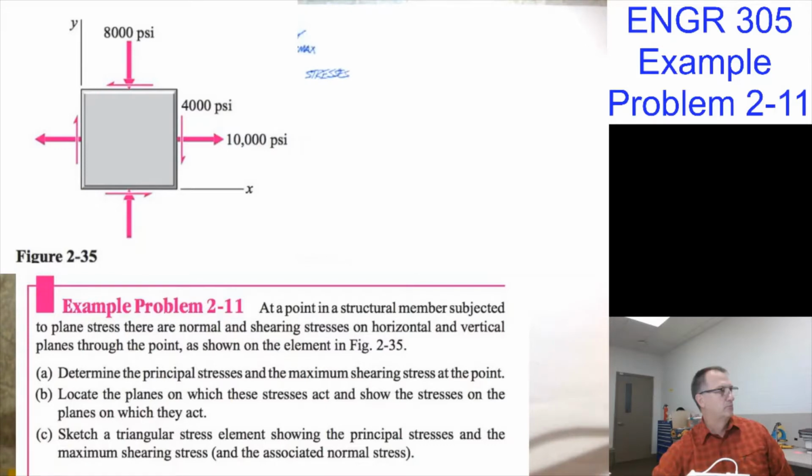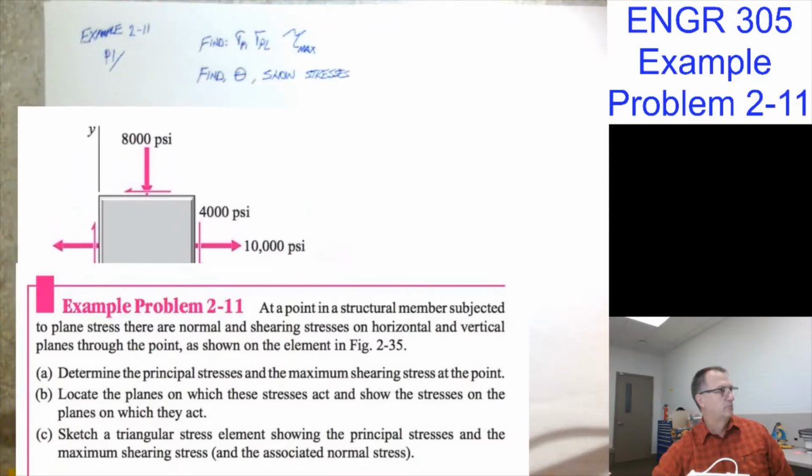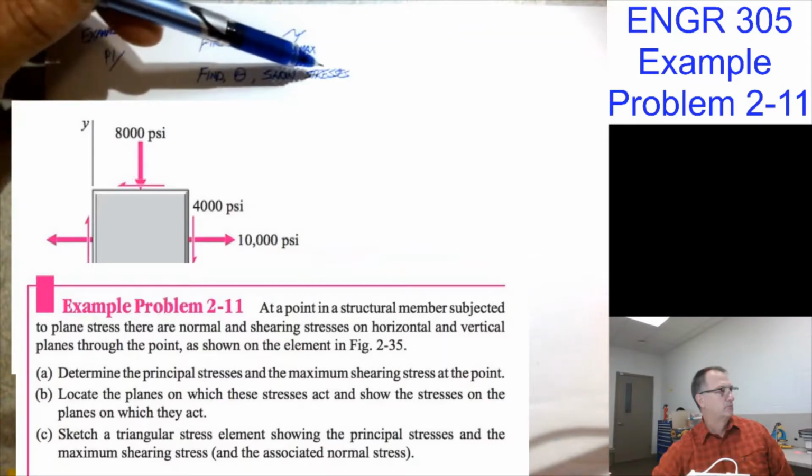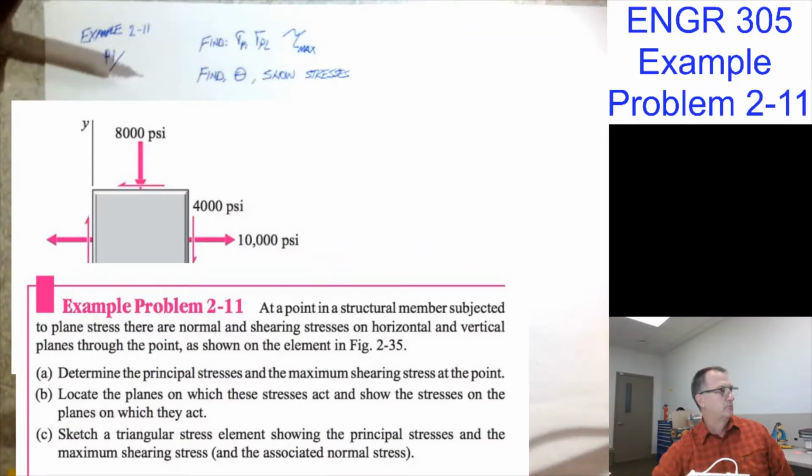So I started writing down because I had actually started to do this in another video, but I didn't like the lighting. So find the principal stresses, and then B, locate the planes on which they act and show the stresses. So find theta and then show the stresses. And then sketch a triangular element showing the principal stresses and the maximum shearing stress and the associated normal stress. So there's a little bit more drawing, but really we're looking at stress transformation equations again. We're doing the same thing.